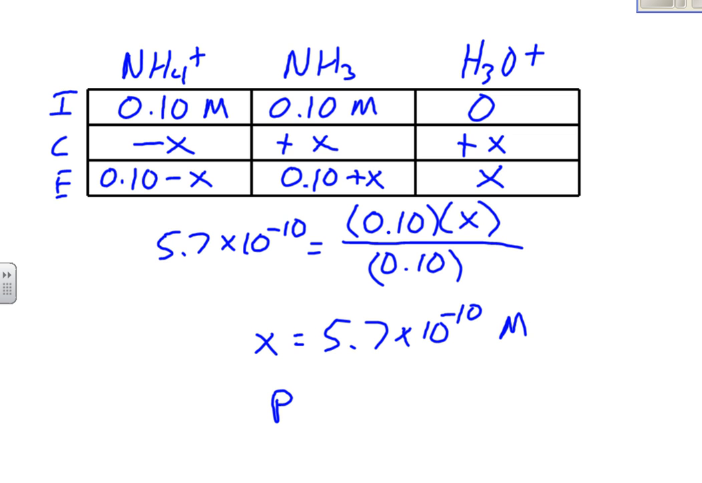molar, which then if we do the pH calculation, gives us 9.24 for the pH of the buffered solution. So notice that the pH, in this case, with the concentration of the acid and the conjugate base the same, the pH is equal to the pKa. So if you take the negative log of the Ka value, you would get that.